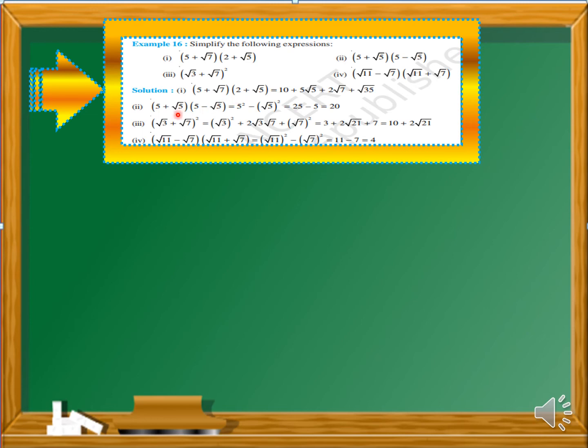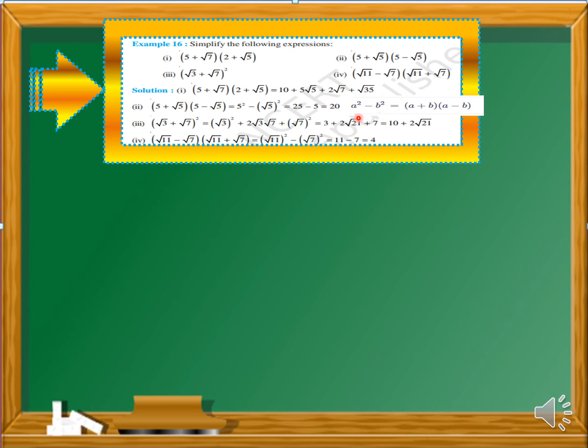Second subdivision, (5 + √5)(5 − √5). Here there is an identity, so to solve this particular sum, that is (a + b)(a − b). So here we can take 5 as a and √5 as b, so that we get a + b, a − b.